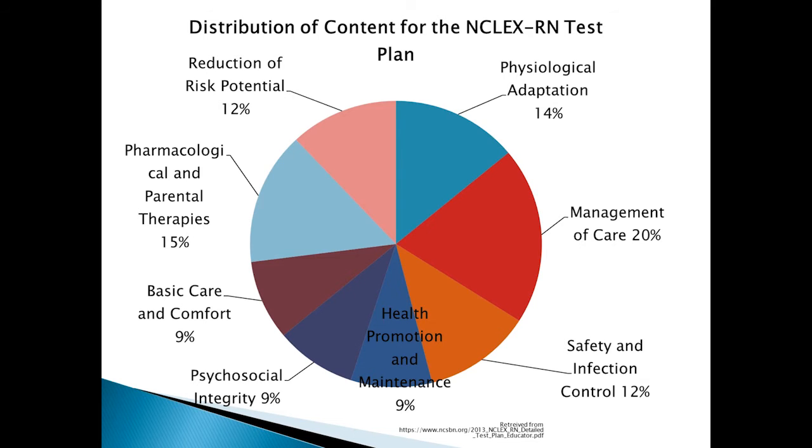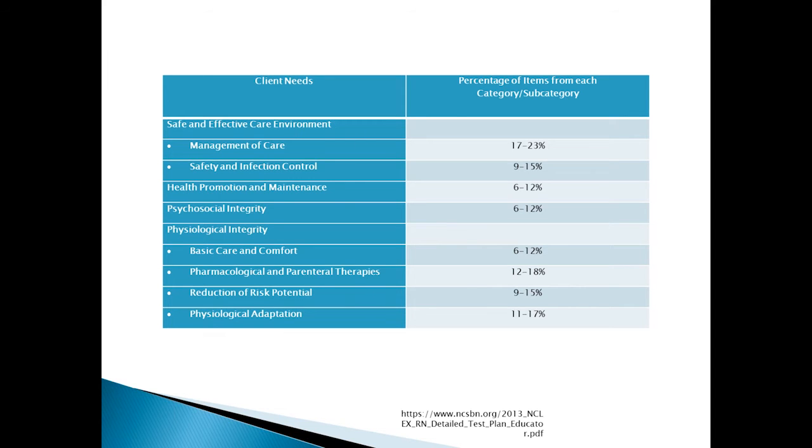So here's the distribution of content for the NCLEX-RN test plan. You can go out on the website and look at the test plan. Be sure and look at the educator's version because it gives you a lot more information than just the simple version that the students might look at. So as you can see, for their exam, they have 14% physiological adaptation and so forth with all of the other categories. They do allow for a 3% variation in each category.